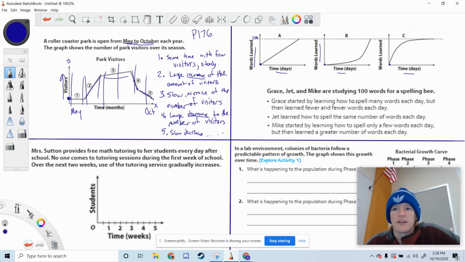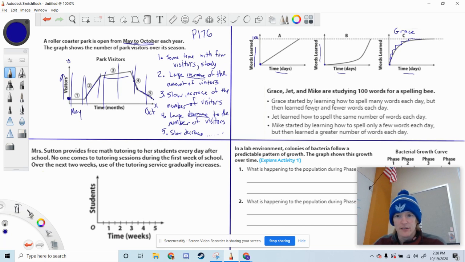Grace started by learning how to spell many words each day, but then learned fewer and fewer words each day. To me, that sounds like C. It sounds like this is Grace. She started learning a lot and then fewer and fewer. Her slope was huge. She learned 20 over one day, 28 over one day, or maybe not that big, but her slope's getting smaller and smaller every day. Her run is getting larger as her rise isn't really increasing as much.